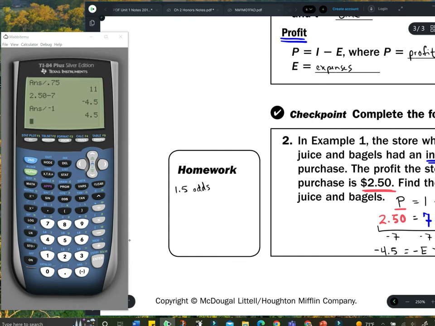Those are in the homework, so 1.5, the odds.